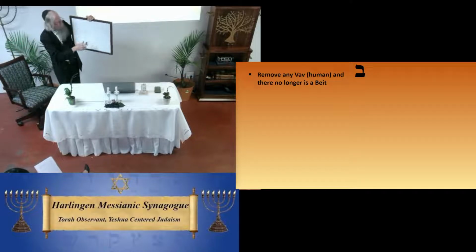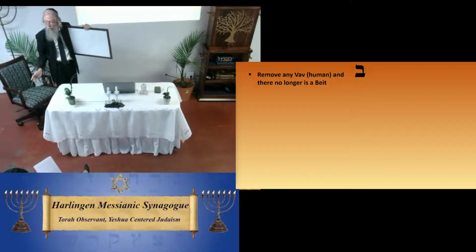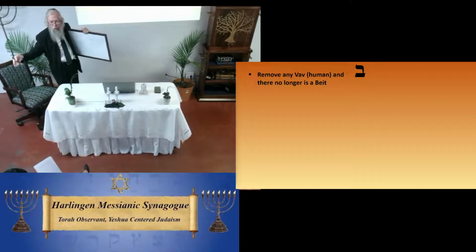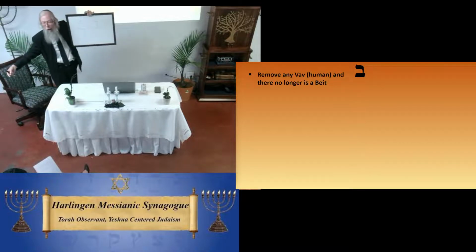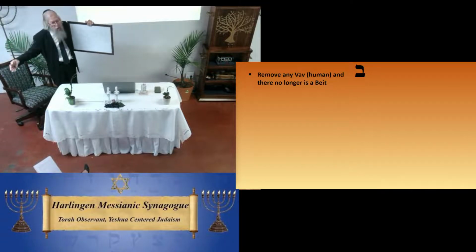You remove the mother. The mother's right here. She's the sidewall. She's what keeps everything safe and secure within the home. She's the wall of the home. You remove the mother, and you no longer have a complete home. You still have the shelter, but you don't have that nurturing protection.